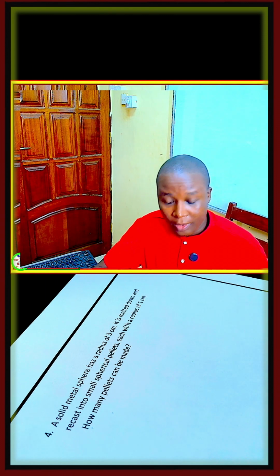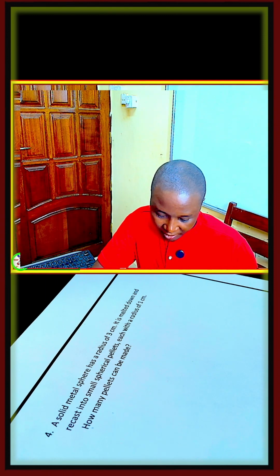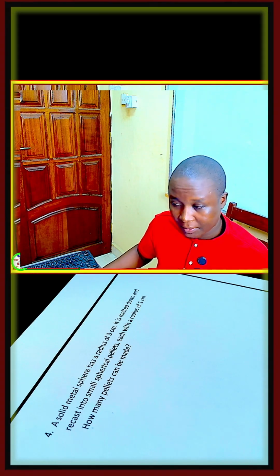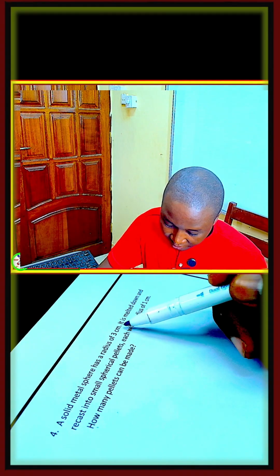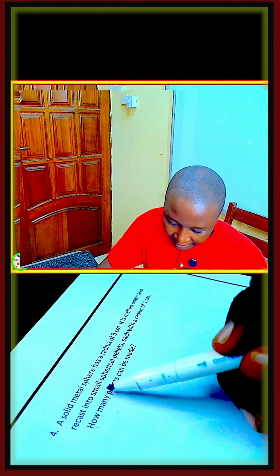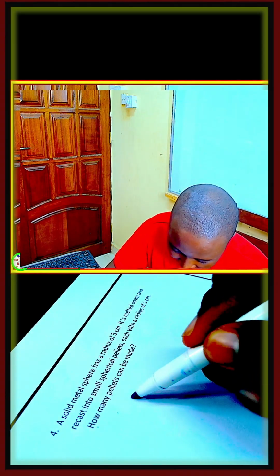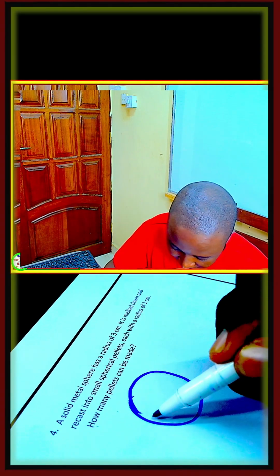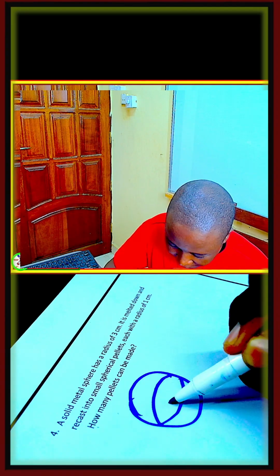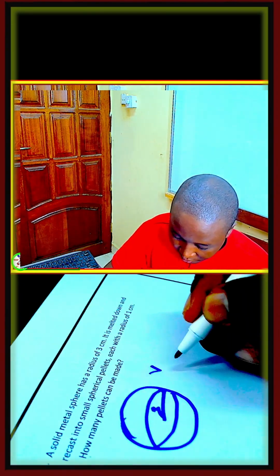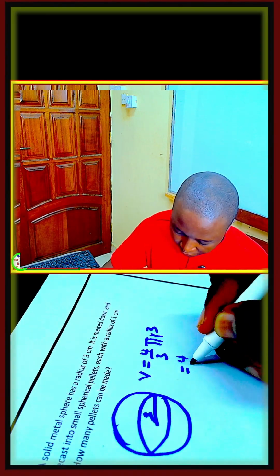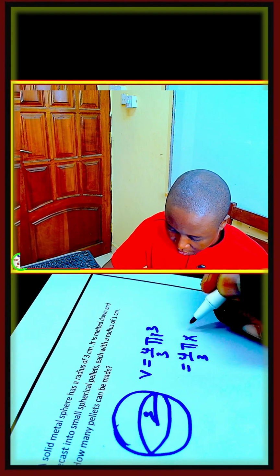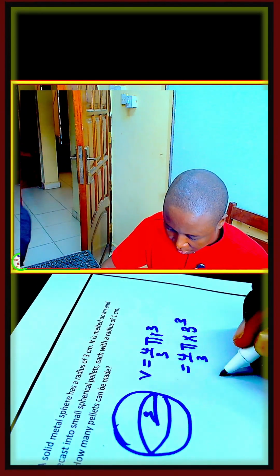A solid metal sphere has a radius of 3 and is melted down and recast into small spheres. So meaning that we have a big sphere like that, which has a radius of 3, right? Then it is melted down. First we need to know its volume. Volume is 4 over 3 pi r cubed, which is going to be 4 over 3 pi times 3 cubed.